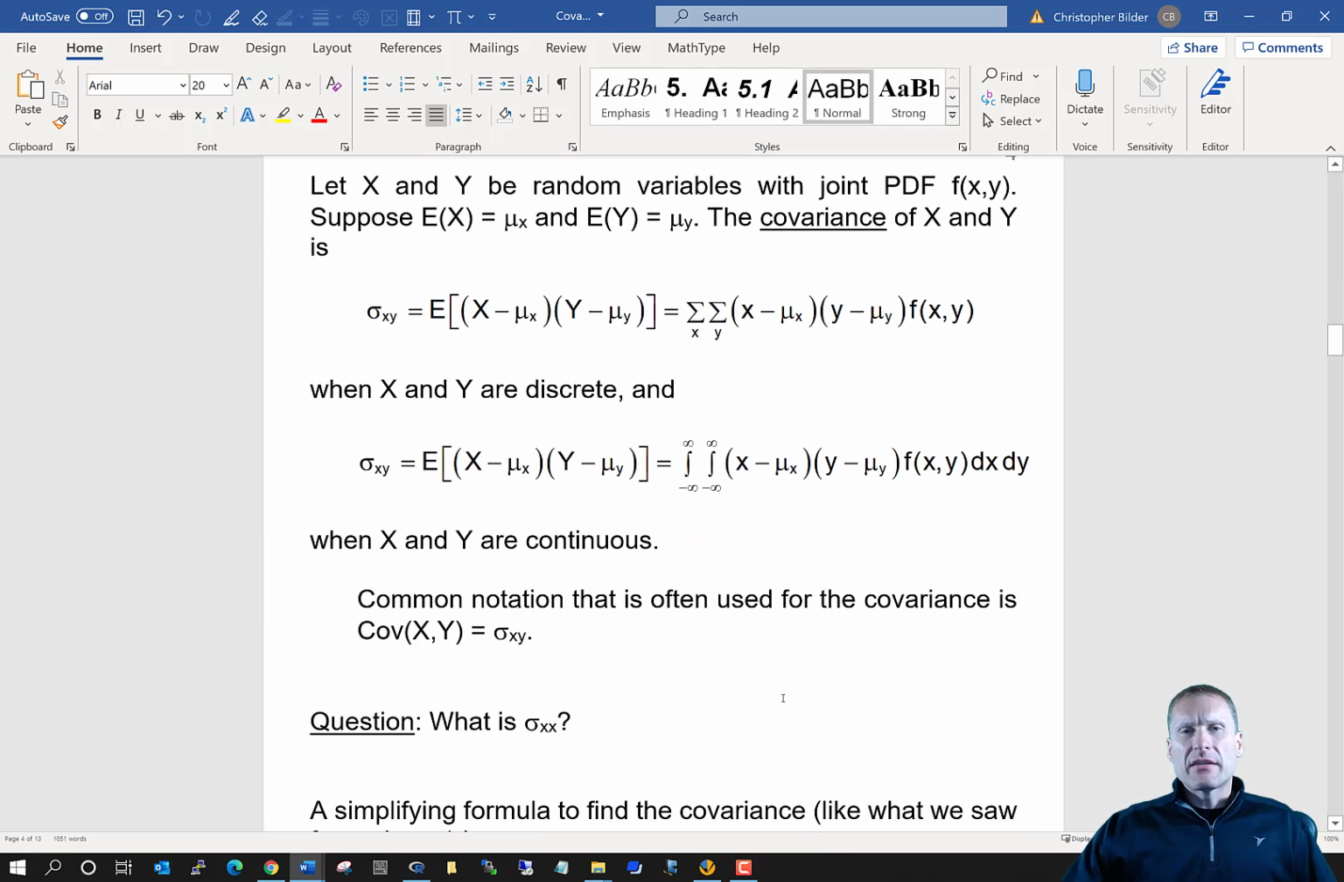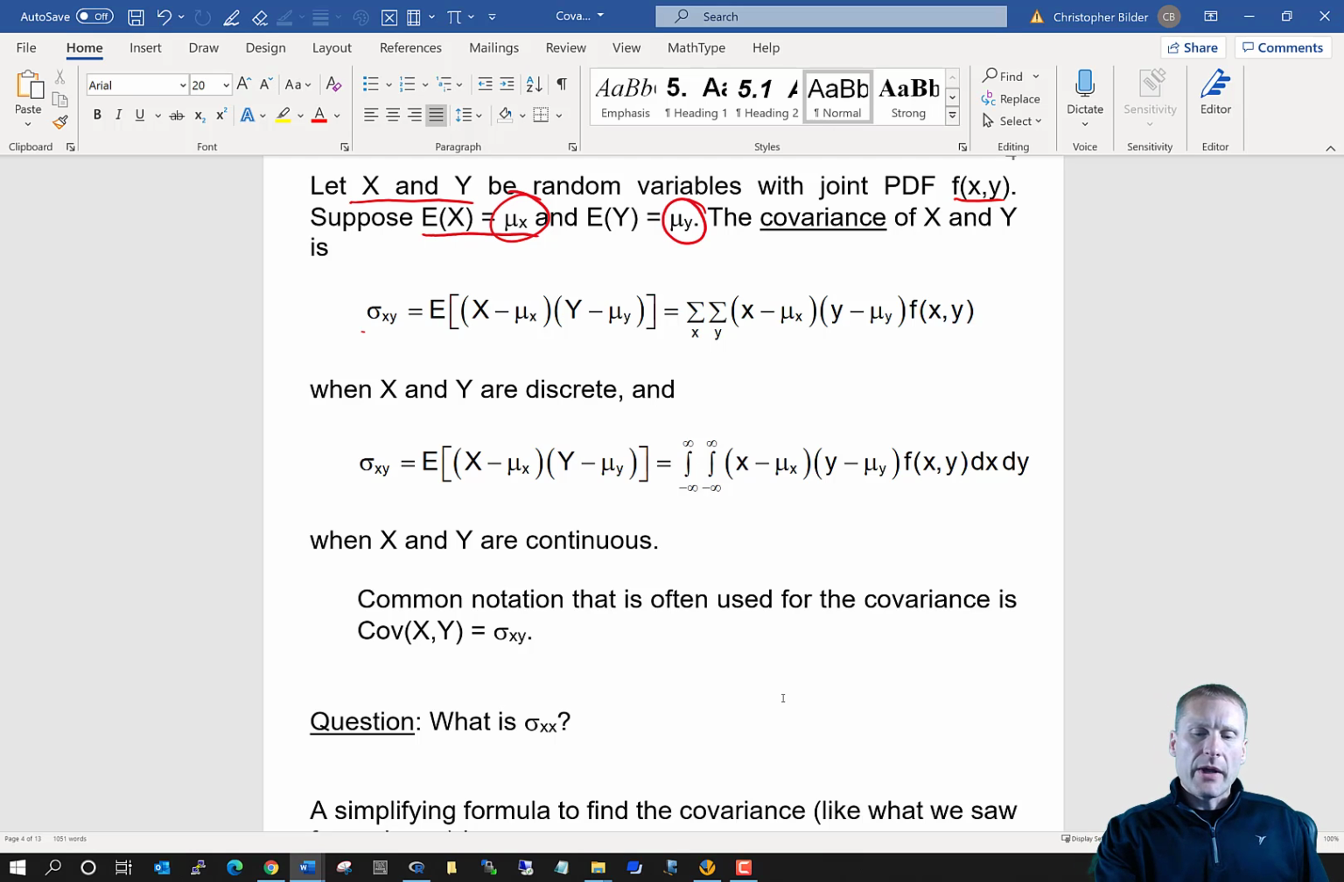So let's look at the definition of how we actually find the covariance. X and y are going to be our random variables with a particular joint PDF of f of xy. Since I have more than one random variable here, I'm going to let the expected value of x be equal to mu sub x, just to shorten things up. Expected value of y is equal to mu sub y. We've seen this notation before. It's just convenient to write out to make things look a little bit nicer.